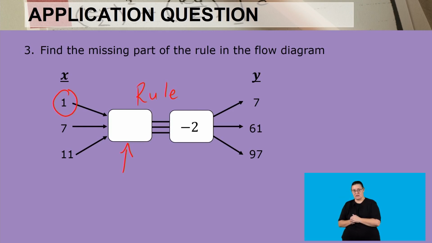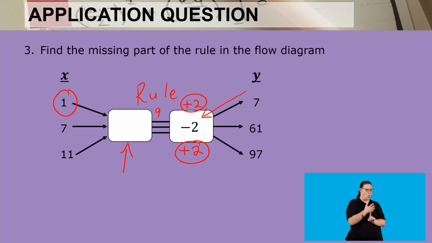So for us to be able to get what the rule was, we need to move backwards, or we need to use the additive inverse of negative 2. Now the additive inverse of negative 2 is a positive 2. So what are we going to do? We are going to take the 7, move backwards and add 2 to that 7. So 7 plus 2 will give us a 9.